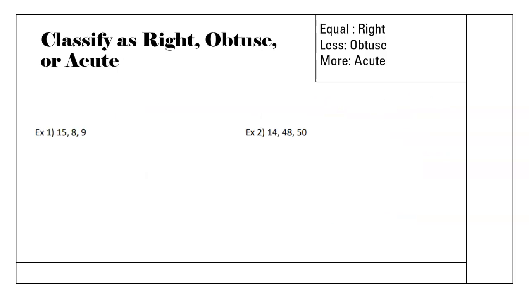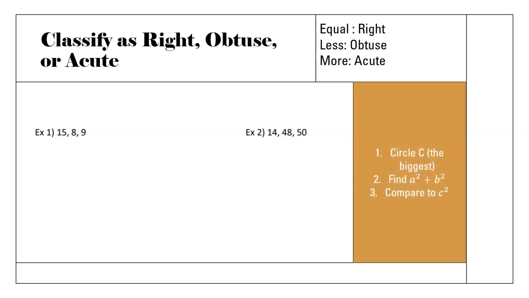So if I'm going to do this, I have some side lengths here. First thing I'm going to do is circle C, which is going to be our biggest side length. And then I'm going to find a squared plus b squared, so the other two sides. 8 squared plus 9 squared. So 64 plus 81. And when I add those together, I get 145.